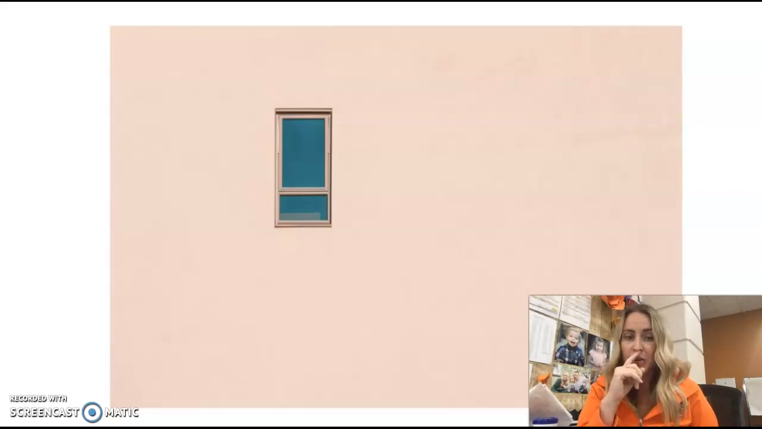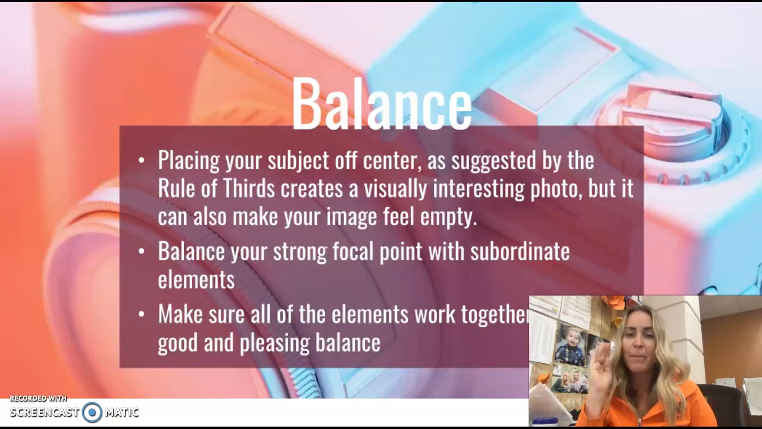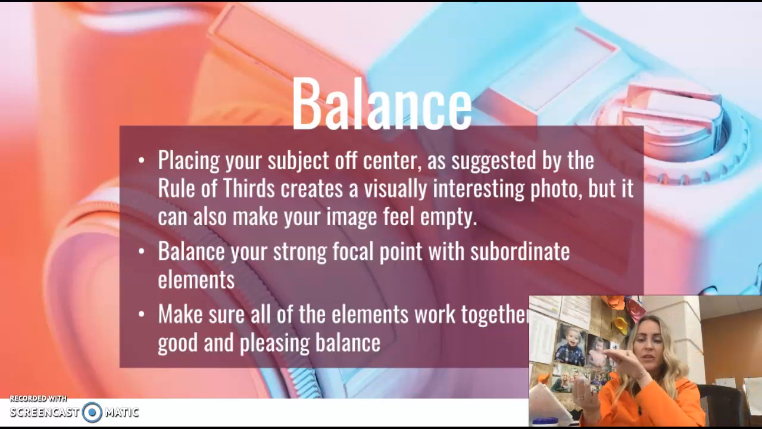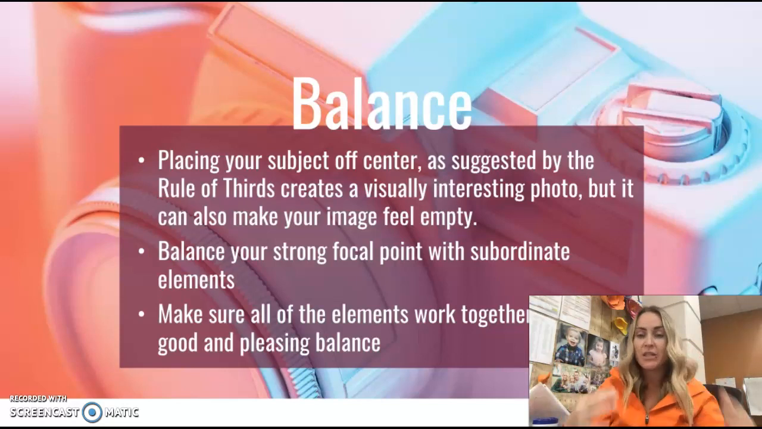Some of you may be looking at this image and thinking to yourselves, wow, that's boring. That's where balance comes in. Balance says that by placing our subject off center, as suggested by the rule of thirds, it can create that visual interest, but it can also make our images feel a bit empty and a bit boring. So balance says, take your strong focal point and then balance it with a subordinate element. You want to have one strong focal point in the foreground, but then put something else off to the side or in the background, something smaller, a subordinate element, in order to balance out the elements in your photo and create a more interesting image.